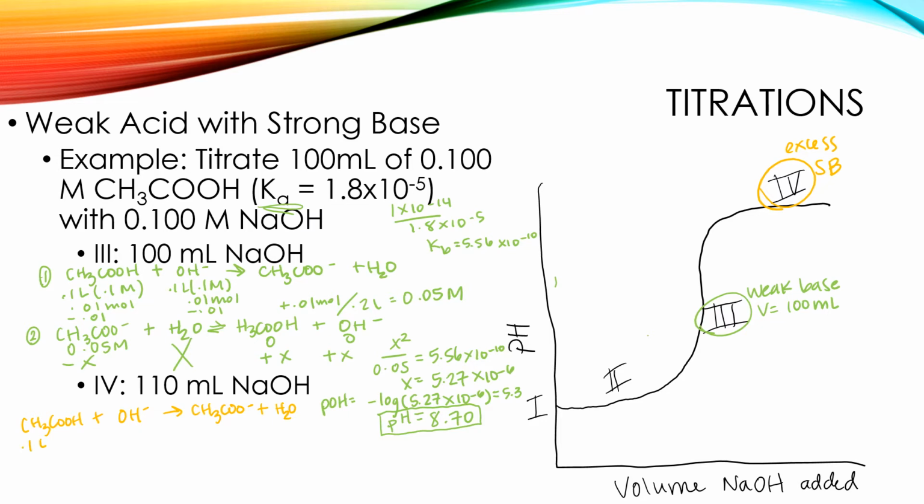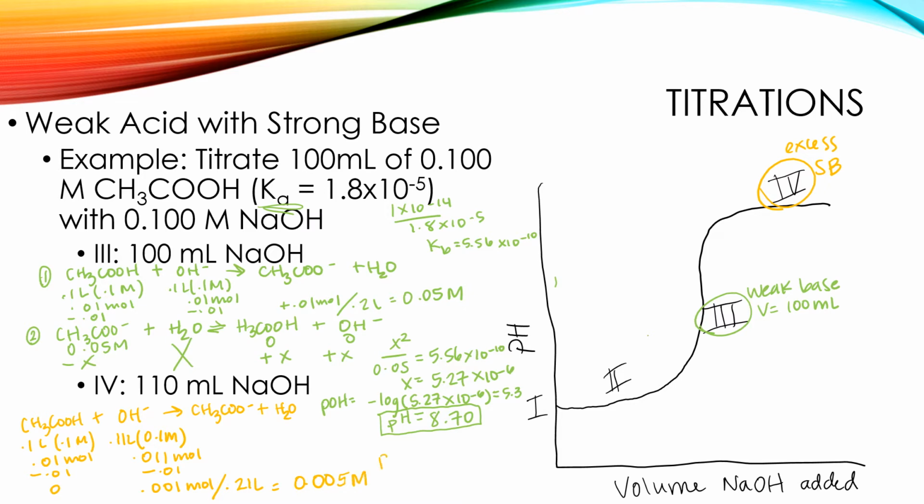So same, we started with 100 milliliters of 0.1 molar acetic acid. Now we have 0.11 liter of the base. So 0.01 moles, and then we have 0.011 moles. So that leaves me with 0.001 moles of hydroxide. Now my new volume is 0.21 liters, so that is 0.005 molar.